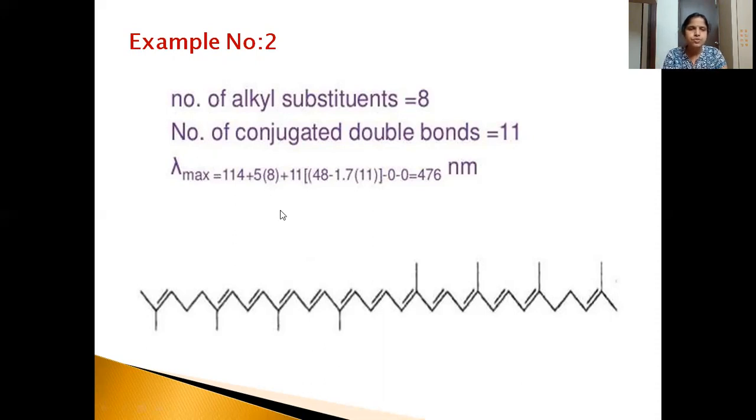Then if we substitute the values, 114 plus 5 into 8 plus 11, that is 11 conjugated double bonds. Then 48 minus 1.7 into n, which is again 11, minus 0 minus 0, that is, we don't have R endo and R exo, both are 0. So the complete thing is 0 here. And if we calculate that, we will get lambda max at 476 nanometers.